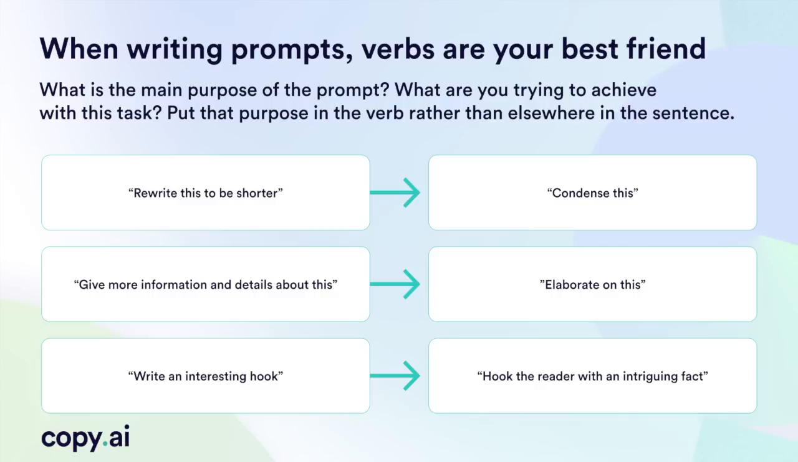It can be very powerful to have a very descriptive verb that really embodies the main task of the prompt. So instead of rewrite this to be shorter, you might say condense this. Instead of give more information and details about this, you might say elaborate on this. Instead of write an interesting hook, you might say hook the reader. And you'll notice with the last one that also allows you to have more room to enrich it with other details and with other things you want it to do. You can add more adverbs this way that can be helpful.